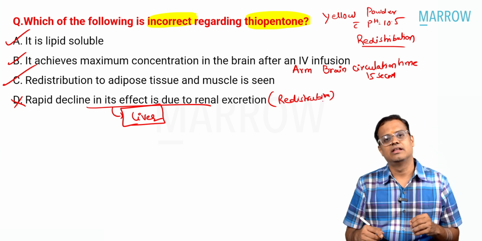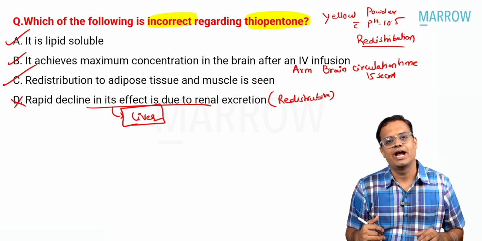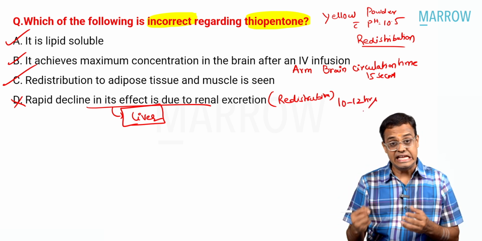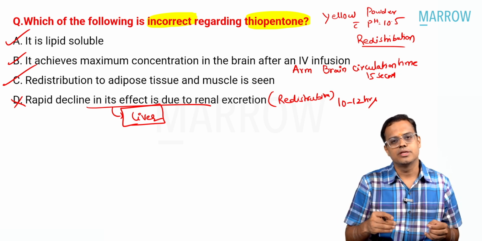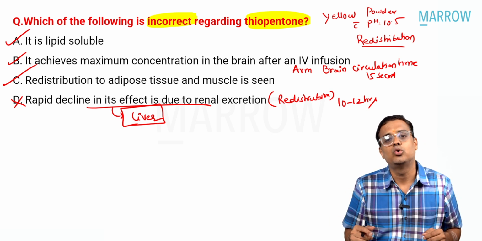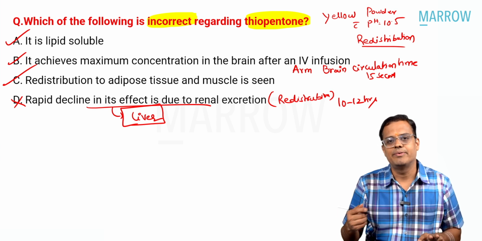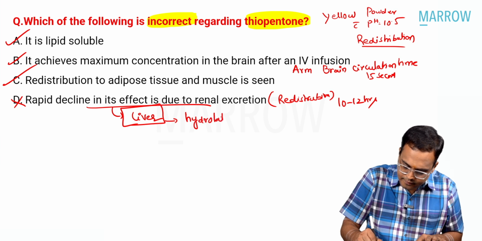So this cycle of going to the brain, going to the fat, going to the brain, going to the fat will continue for around 10 to 12 hours. After a single dose of thiopentone sodium, the patient will be waking up, going to sleep, waking up, going to sleep for up to 10 to 12 hours. Right? So after 10 to 12 hours, in between, what will happen? It will go to the liver, get hydroxylated and excreted renally.